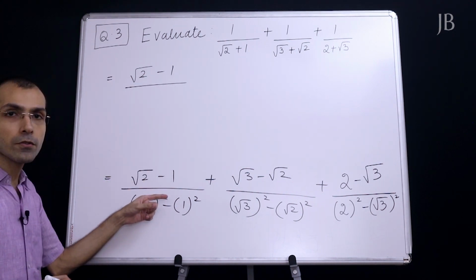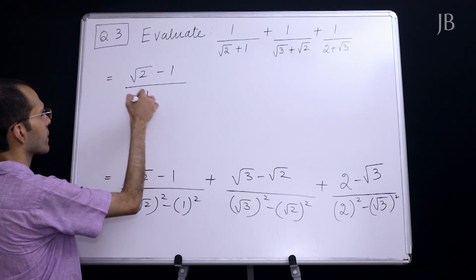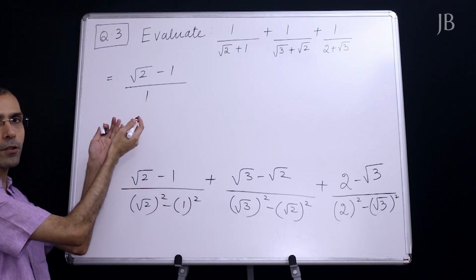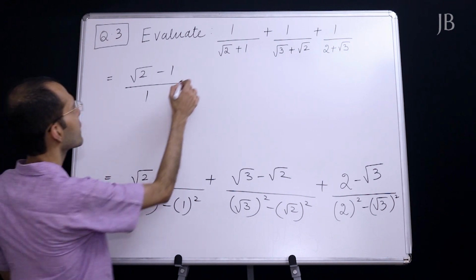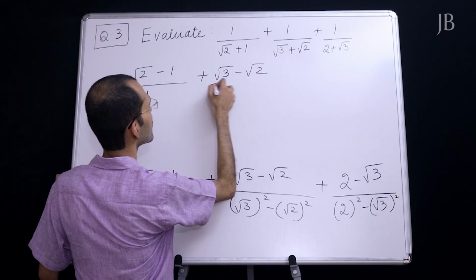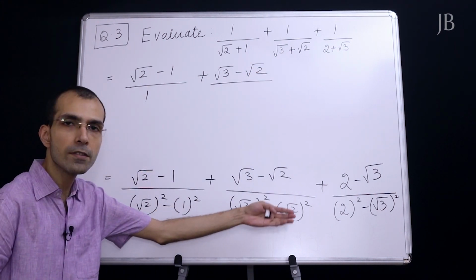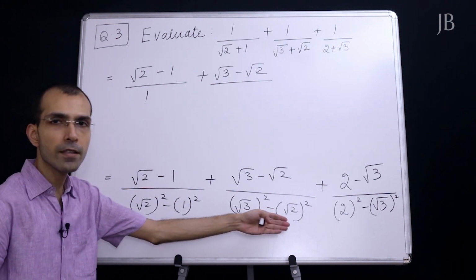Now root 2 squared is how much? 2. 1 squared is 1. 2 minus 1, 1. Oh, nice. See how simple the denominator has turned out to be. Plus root 3 minus root 2. Root 3 the whole squared, 3. Root 2 the whole squared, 2. 3 minus 2, 1.